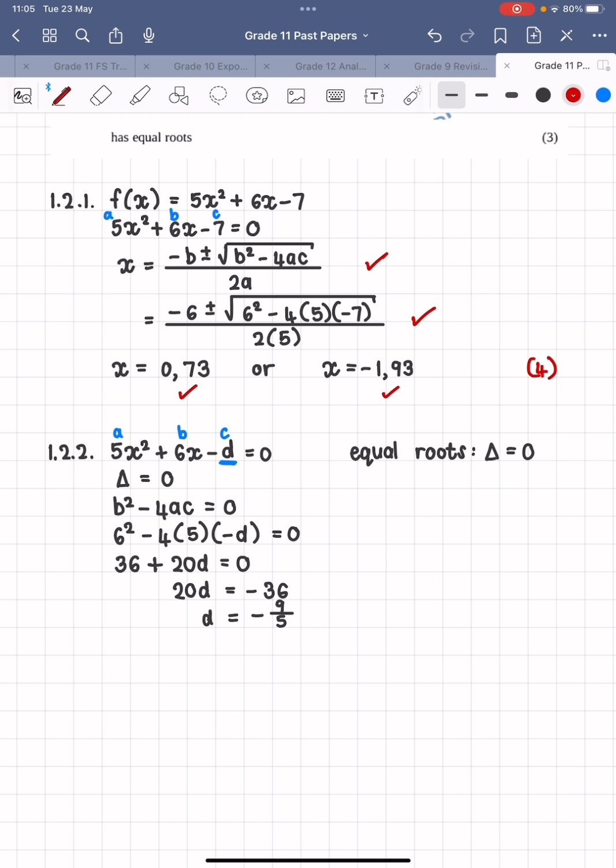So when our d value is negative 9 over 5, we will have equal roots from this equation. So this counts 3 marks. You will get a mark for putting your discriminant equal to 0, for substituting the values into your discriminant, and then for actually calculating d.